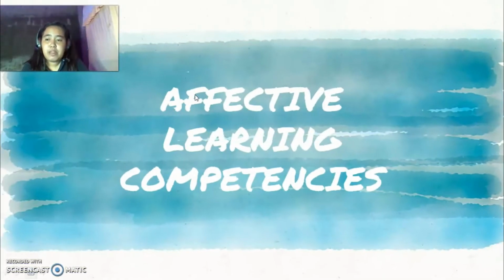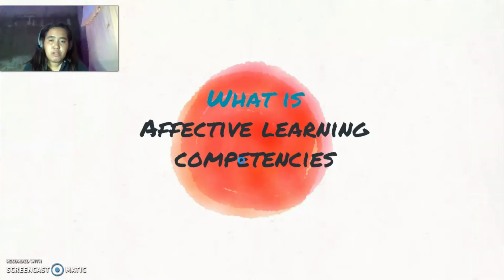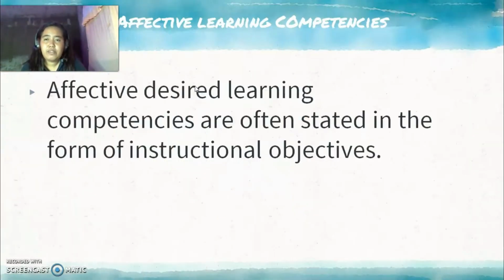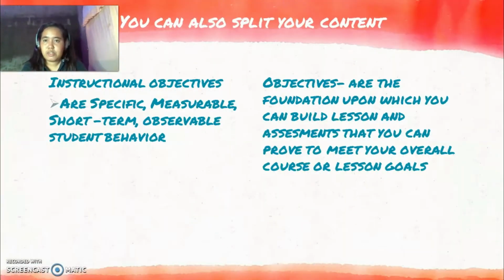Hi guys, my name is Mary Margaret Iperas and I'm going to talk about affective learning competencies. So, what are affective learning competencies? Affective desired learning competencies are often stated in the form of instructional objectives. What are instructional objectives? Instructional objectives are specific, measurable, short-term, observable student behavior.